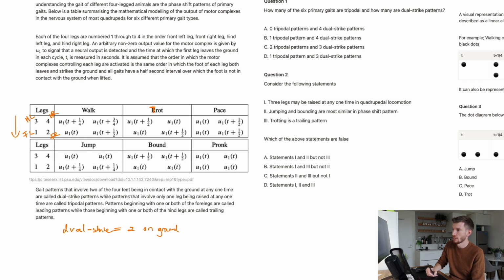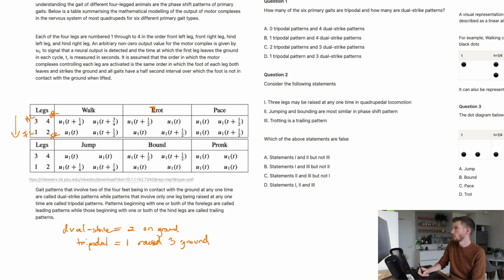And patterns that involve only one leg being raised, so you can see I'm kind of changing, I'm not always talking about the feet that are on the ground just to make it harder to follow, that involve only one leg being raised at any one time are called tripodal patterns, because obviously they'd be on 3 feet at a time. So I might even just put this as tripodal equals 1 raised, 3 ground. Or something similar to that. You can see my handwriting's shocking. Get that E in there.